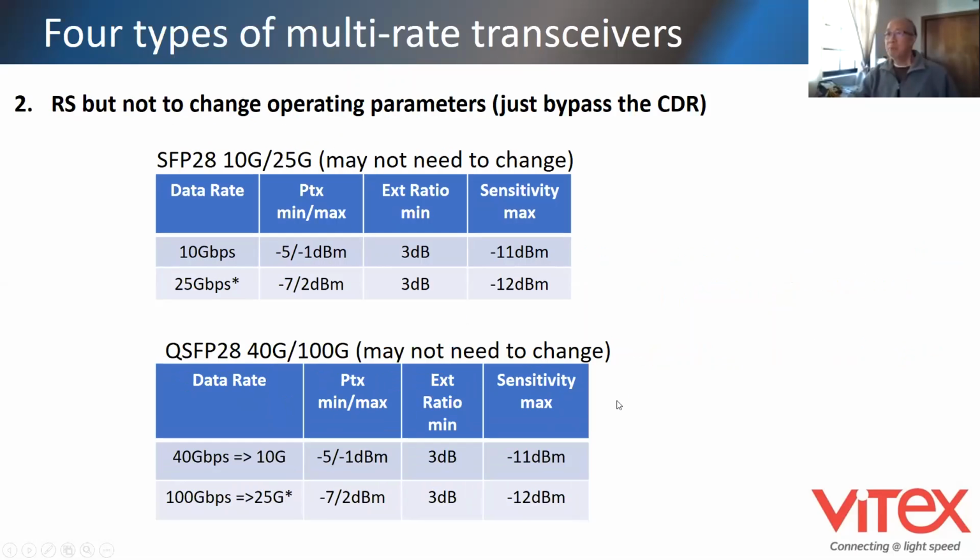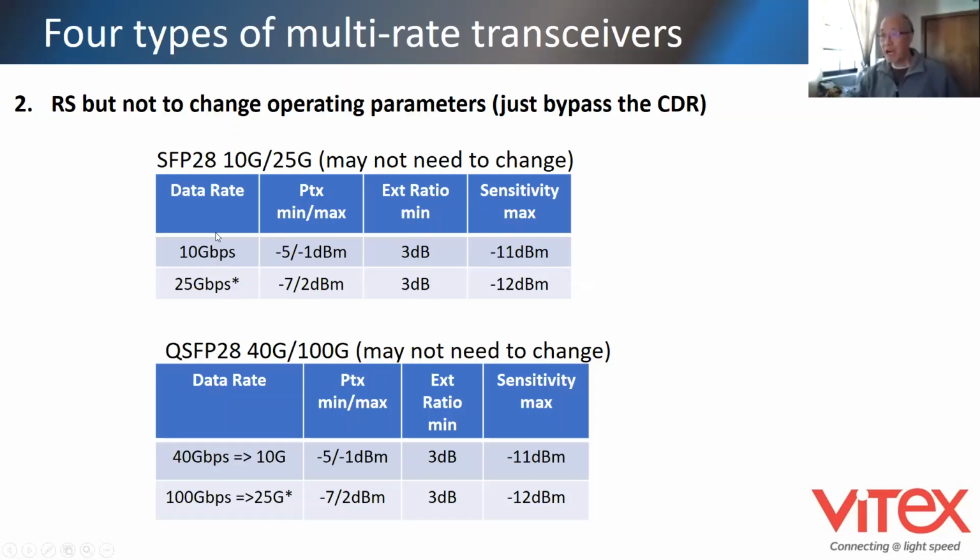Okay, so let me move on to the second group, where you change the rate select, but the operating parameter is not changed. Here's the reason why. For the 10G and 25G SFP28, you can see they are very close, 10G and 25G MSA. The extinction ratio is the same, sensitivity is only 1 dB off, and for transmitter power, you can make them the same in the middle. So that's why in this group, they bypass the CDR, and that's all they do. Then they provide the flexibility of running a second data rate.